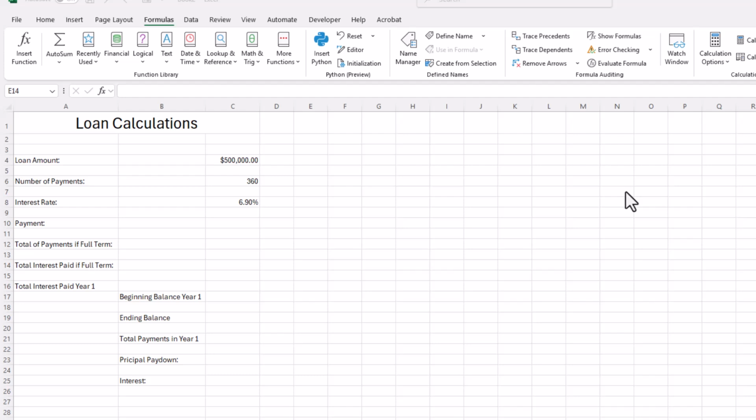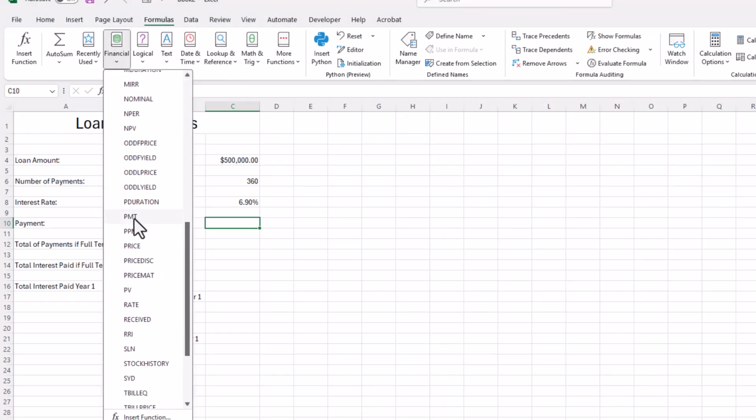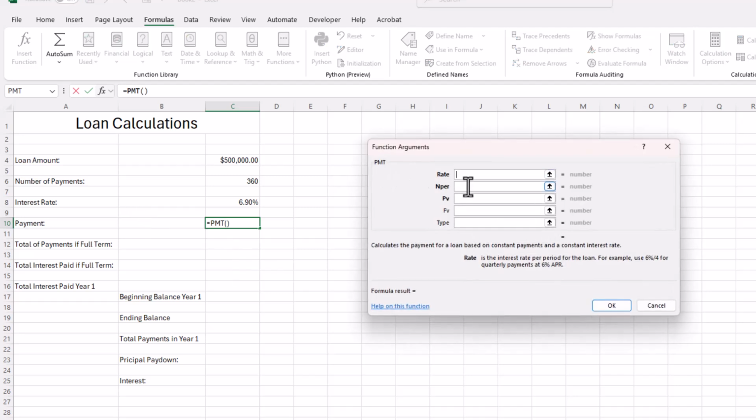I'm going to look at a $500,000 loan, which is a 30-year fixed loan. So there will be 360 payments. And then next, the interest rate is currently close to 6.9%. So let's calculate the payment for that loan. So what you do is go to Formulas, then Finance, and scroll down to Payment, specifically PMT, which is located right there. And then this input screen appears, and we'll fill in the blanks.